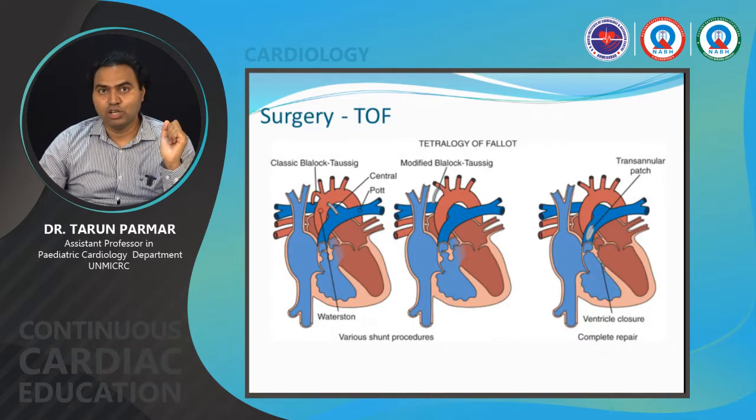So what are the surgical options for the TOF patient? These are the BT shunt initially, if the anatomy is not suitable for ICR during the early stage of life, or you can go for the intracardiac repair.